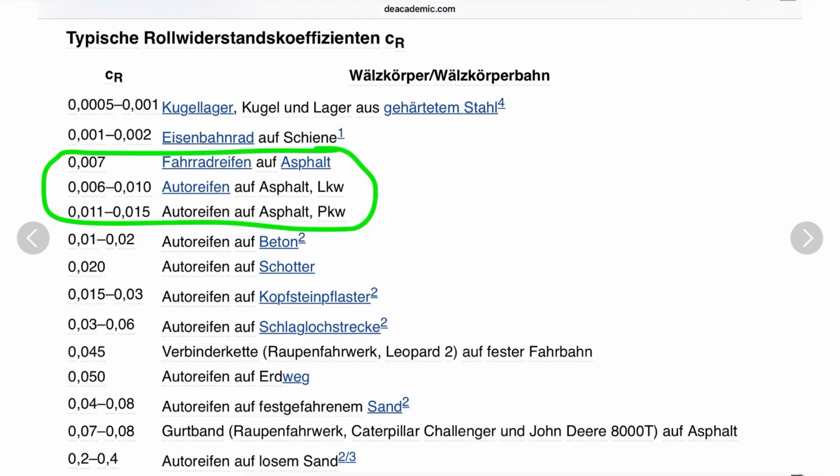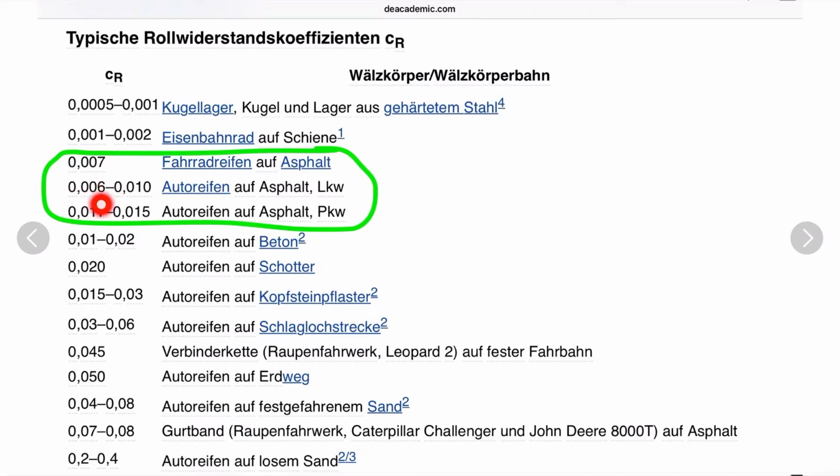Let's look at some rolling resistance coefficients. Sorry that this page is in German, but I will explain what it means. So these are car tires on asphalt, and here we have about 11,000 until 15,000. But a typical value for normal cars, for normal sedans, is 12,000. Then we have bicycle tires on asphalt. This value is 7,000, so approximately half of car tires on asphalt.